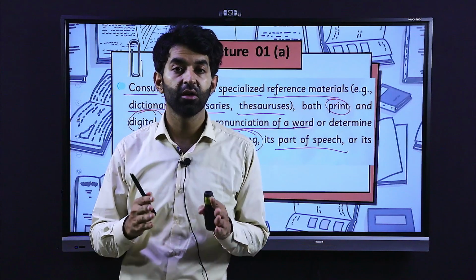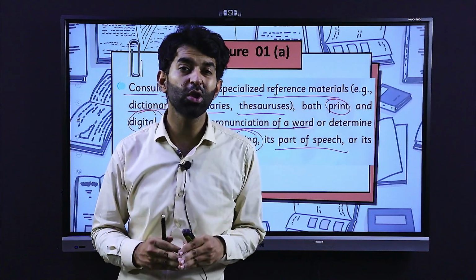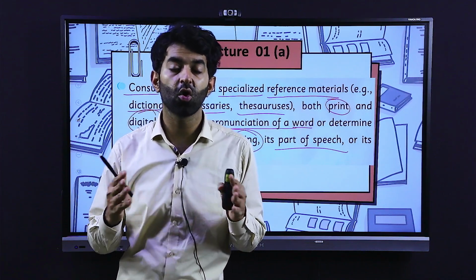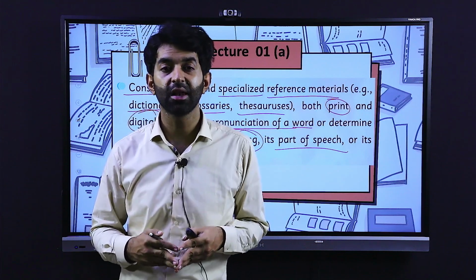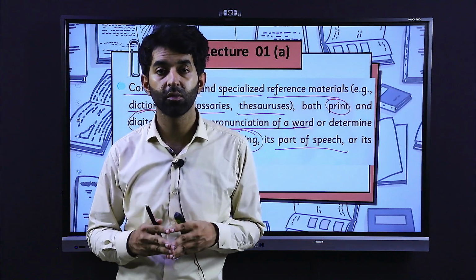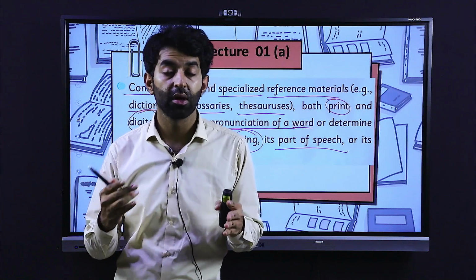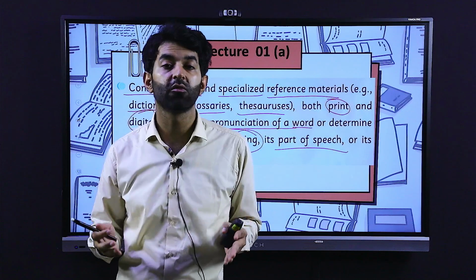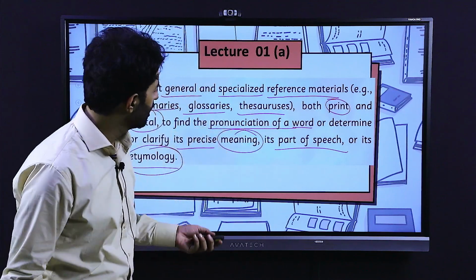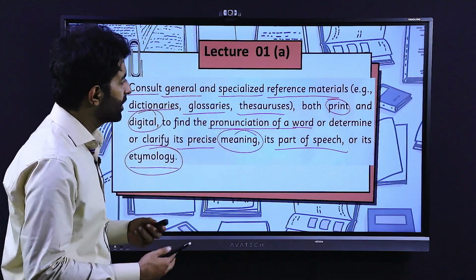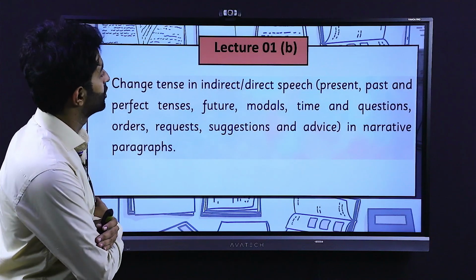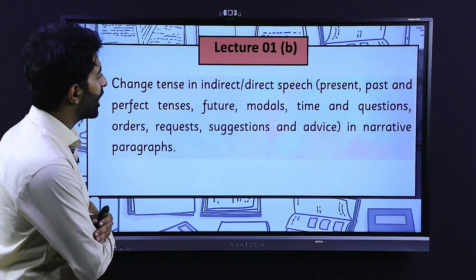A dictionary gives you a lot of information, including examples, the classification of that word, pronunciation, and all those things. And a thesaurus gives you synonyms and antonyms of that word. So you can access them both in the hard form, you can buy it, or you can have the access in the digital form, including different websites and different applications. We are going to see all these things, how we can find them, and they will help us in our understanding of English language. Then we have our lecture number 1B.